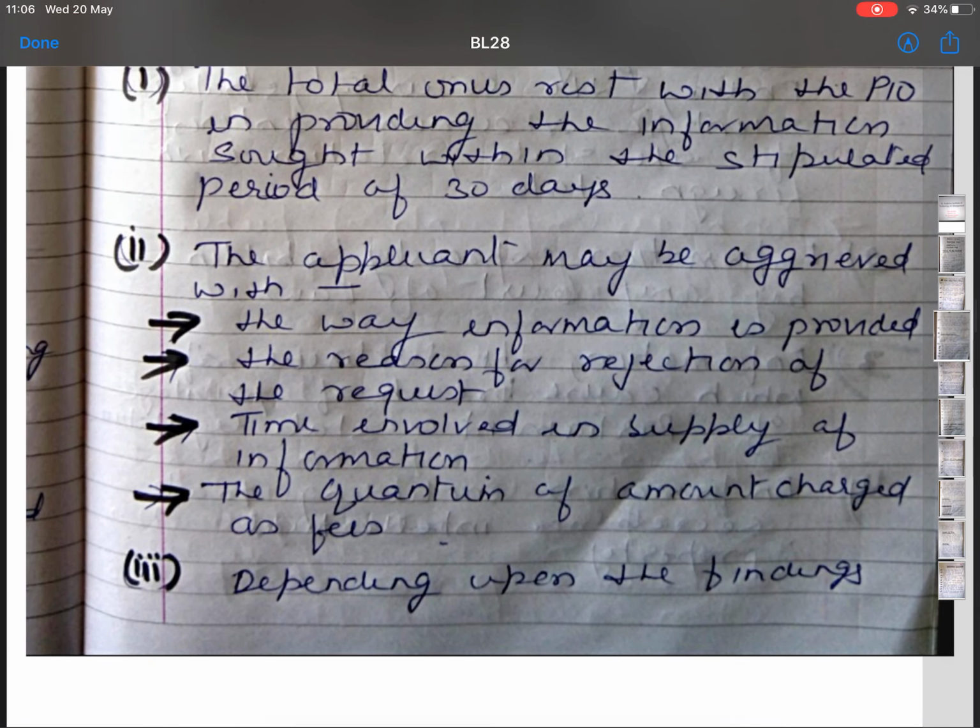The applicant may be aggrieved with the way information is provided, the reason for rejection of the request, the time involved in supply of information, or the quantum of amount charged as fees. So these are the reasons the applicants may get aggrieved with the PIO. He may think that he hasn't got the information he has requested, or in case of rejection he may ask the reason for the rejection. If he wasn't supplied information on time, then he may ask the reason. Then he may question the amount charged as fees. He may feel that he's charged more.